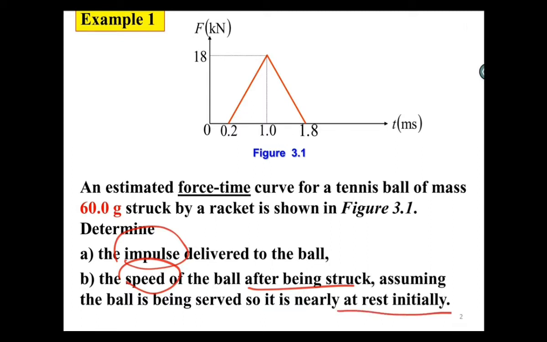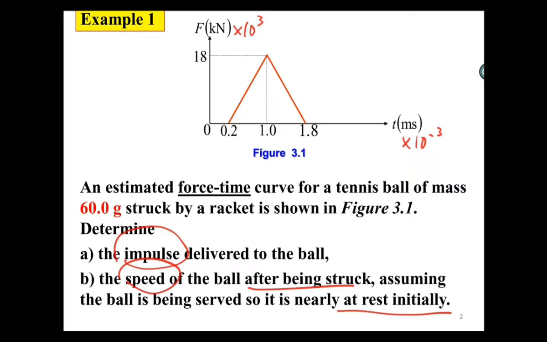Okay, so dia bagi graph F against time. So dia suruh cari impulse dan dia suruh cari speed after, selepas bola tu terkena raket. Okay, so kat sini dia bagi force dalam kilonewton. So make sure 10 kuasa 3 itu kilonewton dan T dia bagi dalam millisecond, power of negative 3. Sebab dia bagi graph F against time, so kita akan cari area under graph.